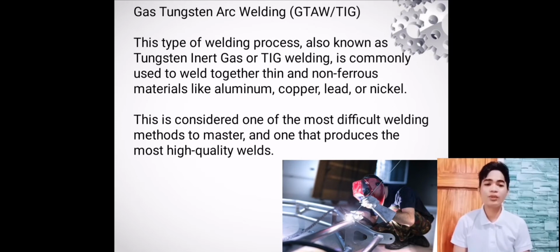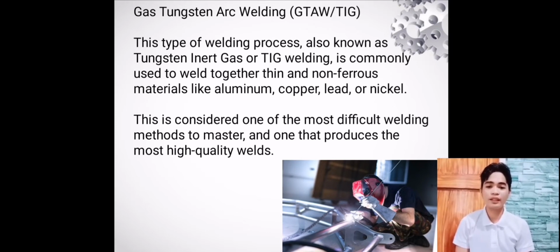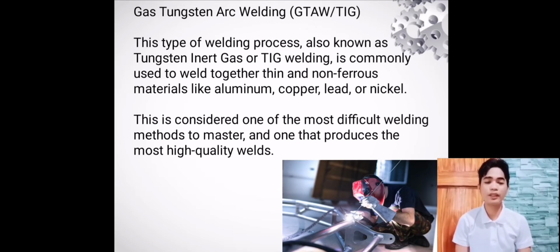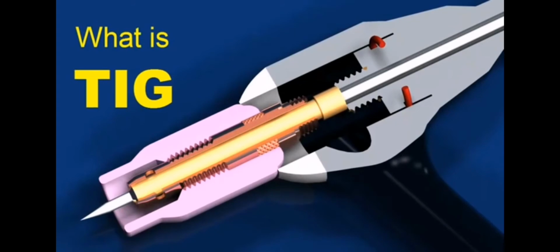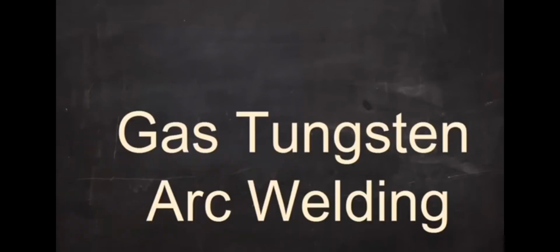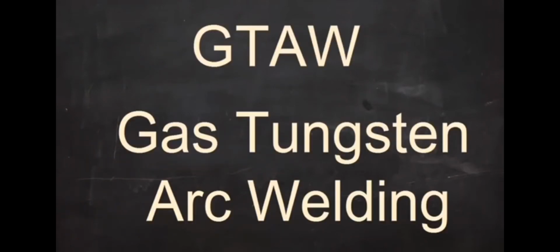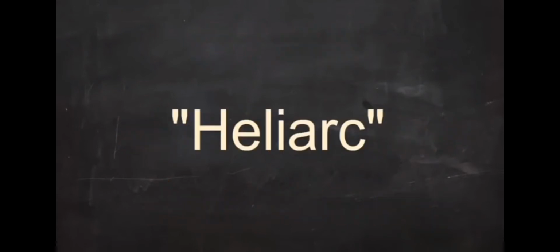You will need to hold the torch with one hand and the filler rod with the other hand, and your foot will control the heat of the torch. So TIG welding is one of the hardest welding processes to learn. What is TIG welding? TIG stands for Tungsten Inert Gas Welding. The American Welding Society calls this process gas tungsten arc welding or GTAW. You might also hear it called heliarc welding.